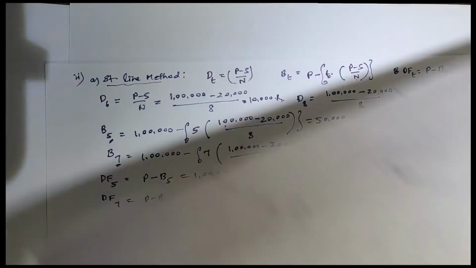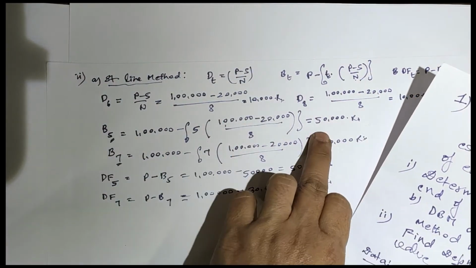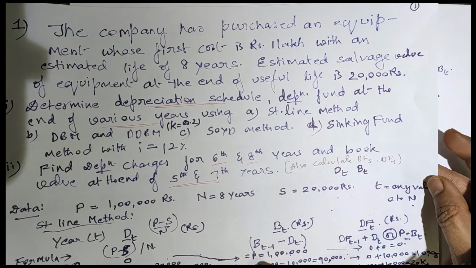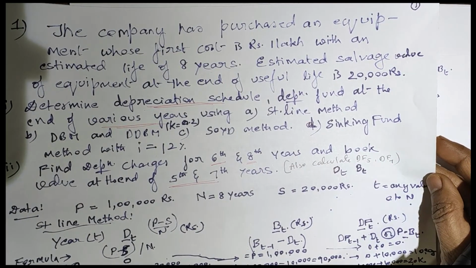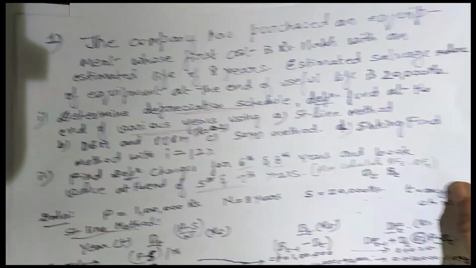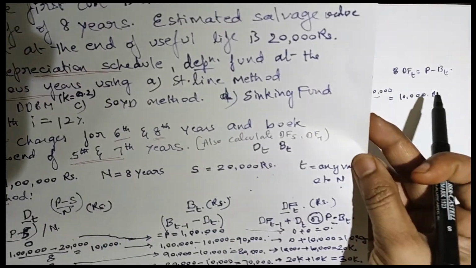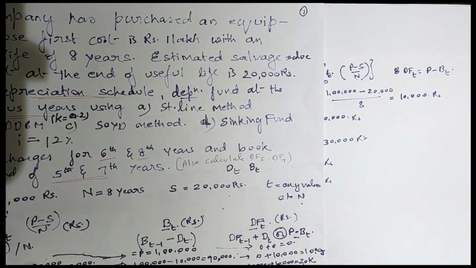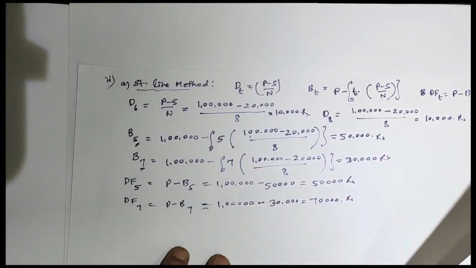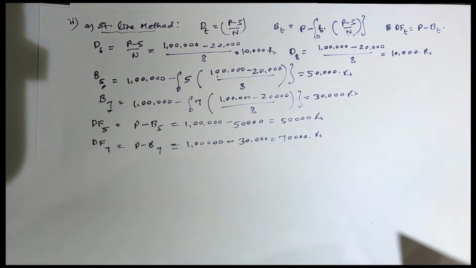Whereas coming to book value at the end of 5th year, the book value in the table form at the end of 5th year is 50,000. Even the depreciation charges at the end of 5th year, the depreciation fund at the end of 5th year is also 50,000.